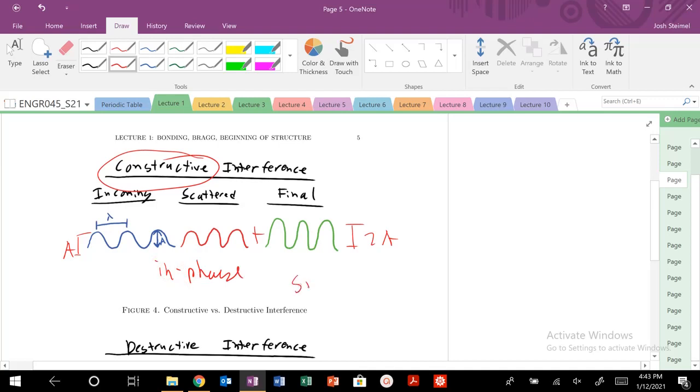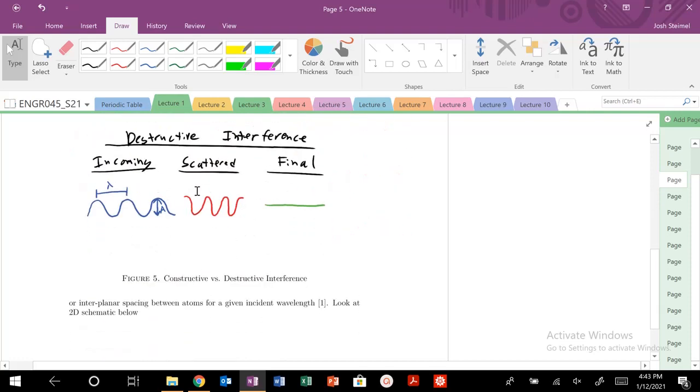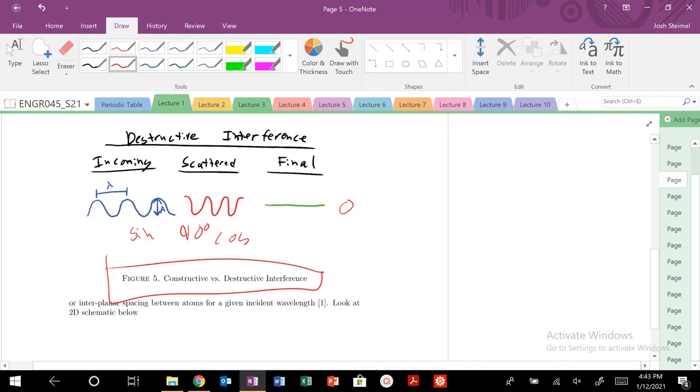So if you have a sine function, sine of omega t plus delta, they have the same delta, or n lambda. Again, we're going to see that in a second. They're in-phase waves, so a sine wave plus a sine wave. If we have perfect destructive interference, they are out of phase by 90 degrees. So you're basically adding a sine and a cosine. And when you do that with the same amplitude, you get an amplitude that's just zero. So this is the idea of constructive versus destructive interference.